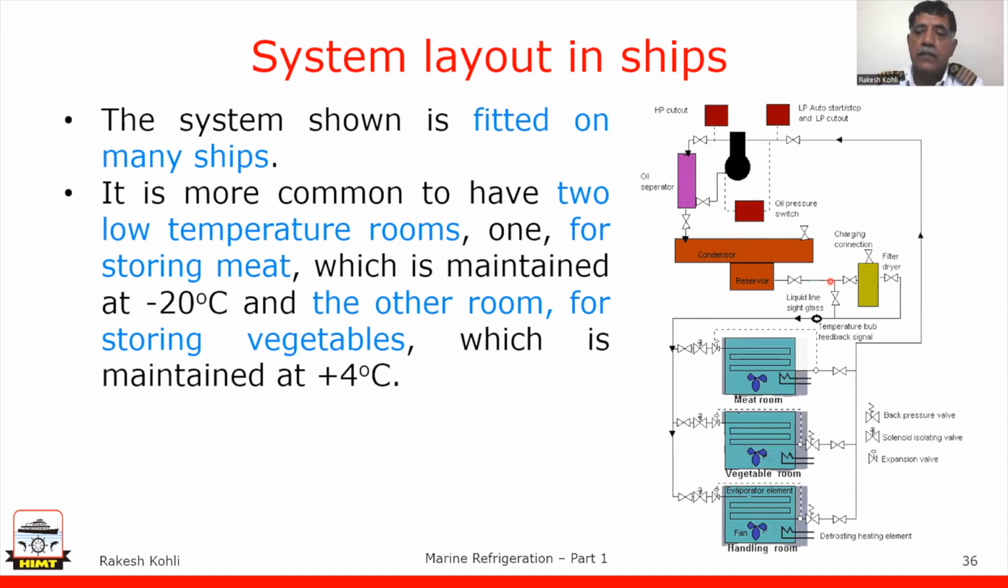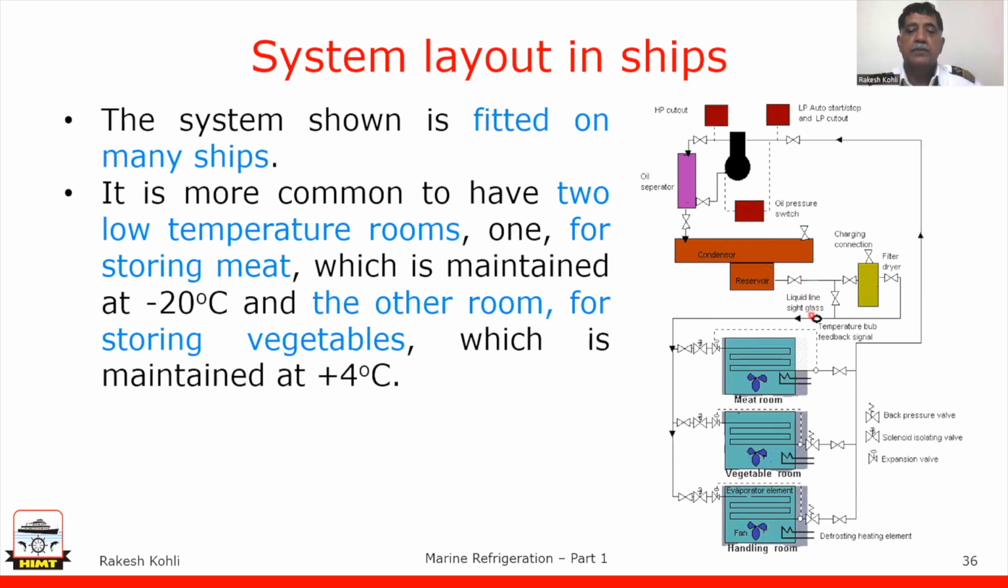After the reservoir, it goes to a filter dryer where any moisture in the refrigerant is removed. It also filters out any dirt which may have come in during the compression process, or pipeline rust and so on. And then it goes through a sight glass. If this sight glass shows bubbles, it would indicate that the gas is less in the circuit and is not coming as full liquid, or that there is some air mixed in the refrigerant.